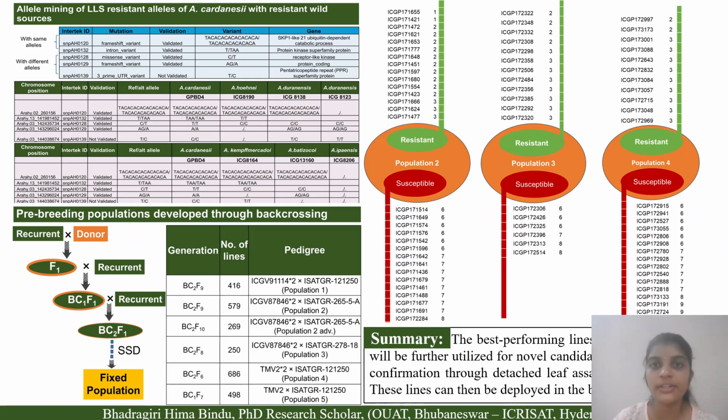So in order to identify the new alleles, we have developed the introgression lines and evaluated them for LLS resistance. And we have observed that the introgression lines are performing even better than GPBD4. So what we have concluded from our study is that these introgression lines can be directly included in the breeding pipeline, or can be used as sources of donors for development of disease resistance, or they can be utilized for identification of new candidate genes.